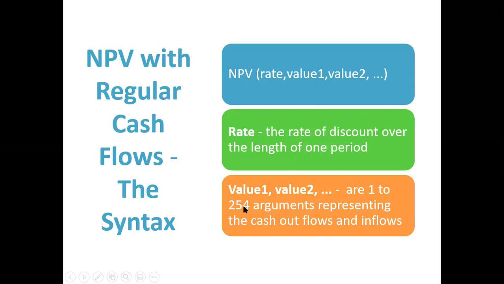So basically, you can go up to 254 cash flows. It is the net cash flow. You can go up to 254 years even.